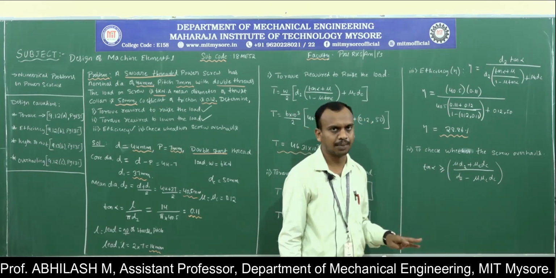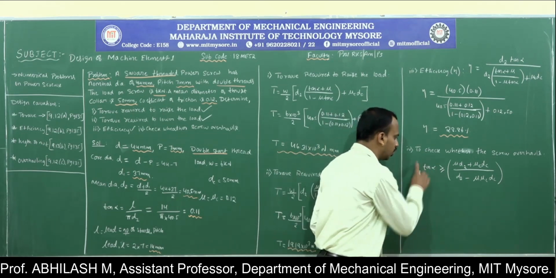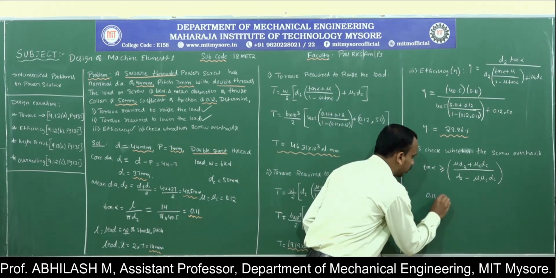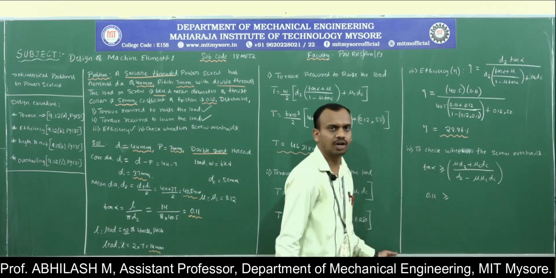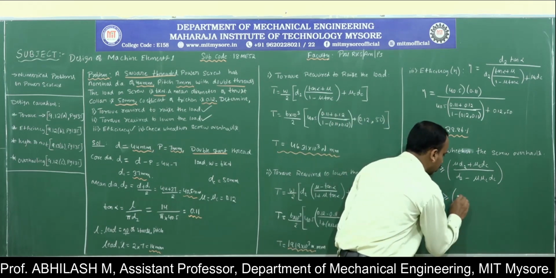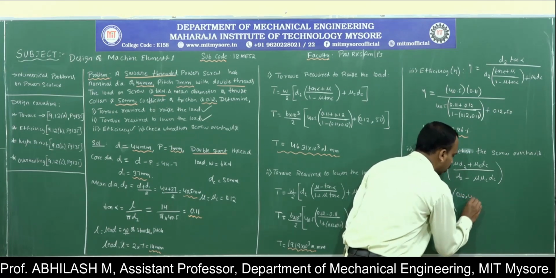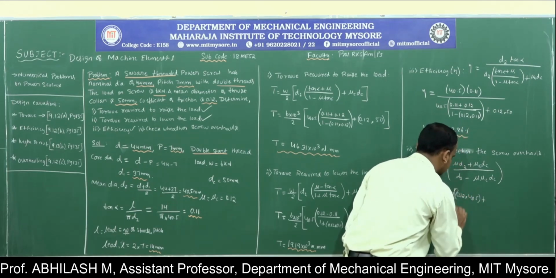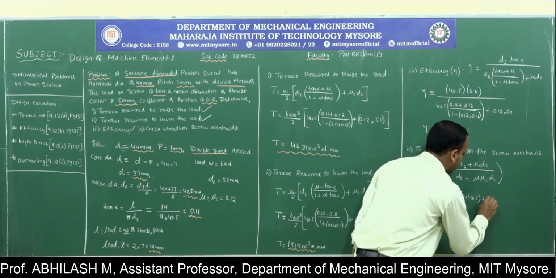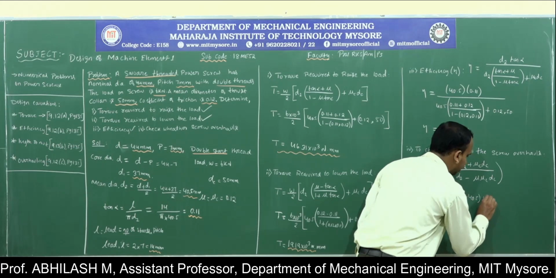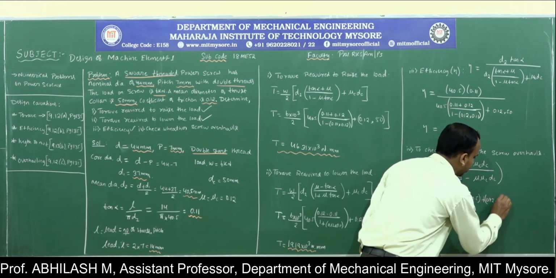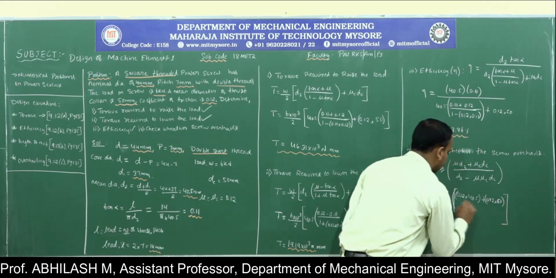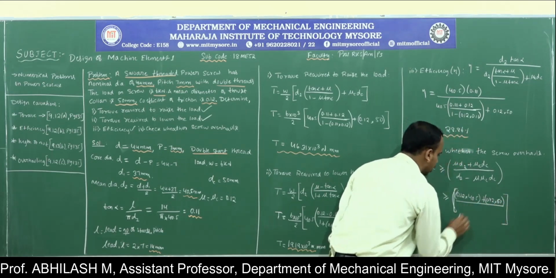That should not happen. So we know the tan alpha, which is given by 0.11, should be greater than or equal to, what is mu? The mu value is 0.12. What is D2? 40.5 plus mu C dC. Mu C is 0.12, the coefficient of friction of the collar. The mean diameter of the collar is 50 millimeter, divided by the entire equation.